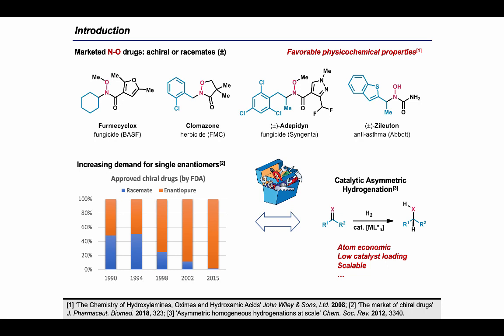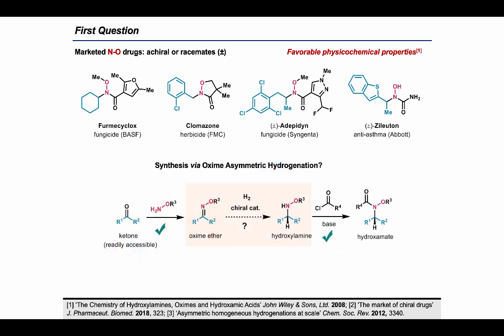In particular, the asymmetric hydrogenation of unsaturated substrates using homogeneous transition metal catalysts is one of the most practical methods for the synthesis of chiral building blocks at industrial scale. So the question was obvious. Can we produce chiral hydroxylamine derivatives via E-oxime asymmetric hydrogenation?